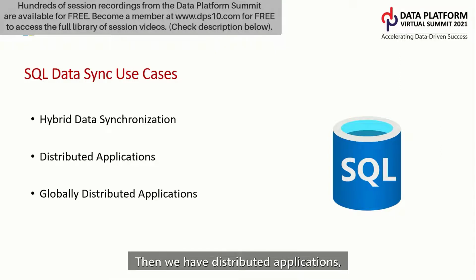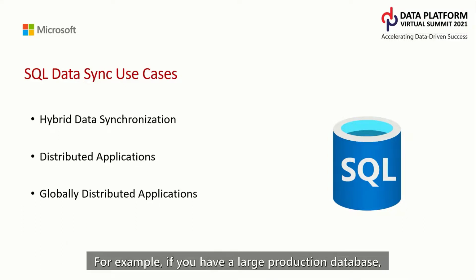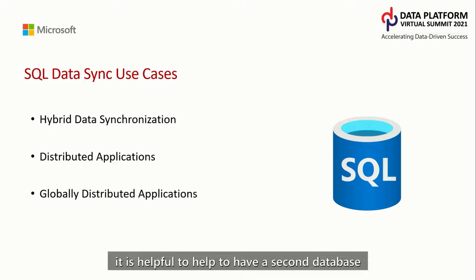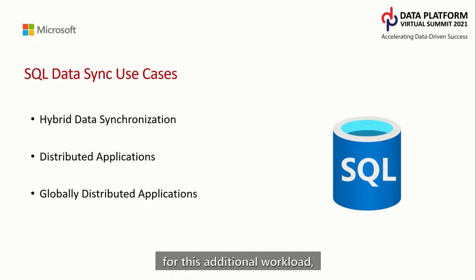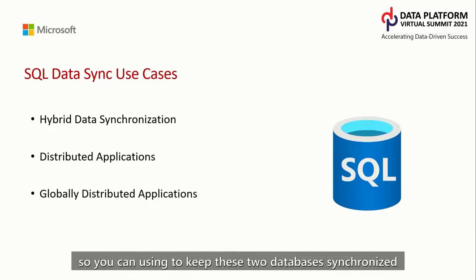Then we have distributed applications. So these allow you to synchronize different workloads across different databases. For example, if you have a large production database, but you also need to run reporting or analytics workload on this data, it is helpful to have a second database for this additional workload, and this approach minimizes the performance impact on your production workload. So you can use Sync to keep these two databases synchronized.